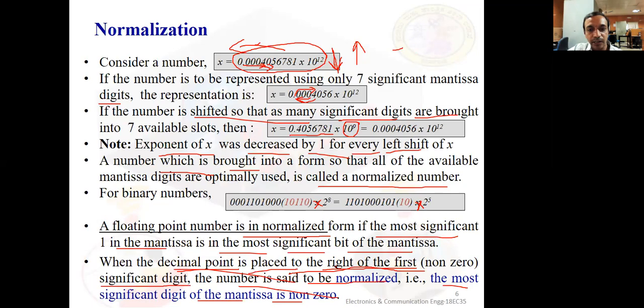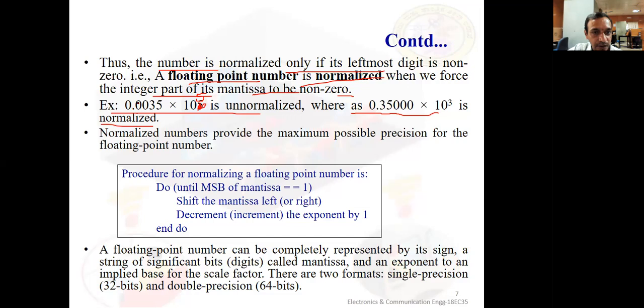The decimal point is to be placed to the right of the first non-zero digit, and the number is said to be normalized. That means here, after the decimal point, there is a zero that should not be there, whereas here there is a non-zero digit. So after the decimal point, if there is a non-zero digit, then we say it is normalized. Why normalization? Because they provide the maximum possible precision for floating point numbers.